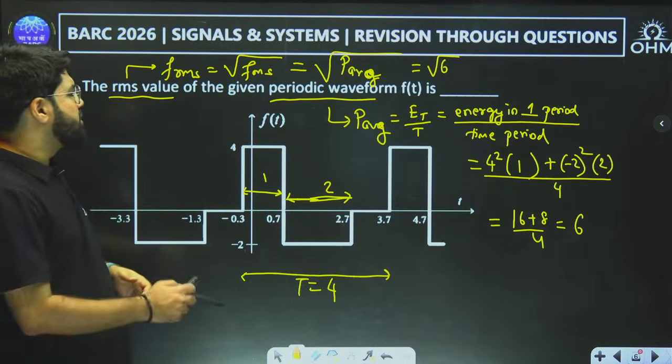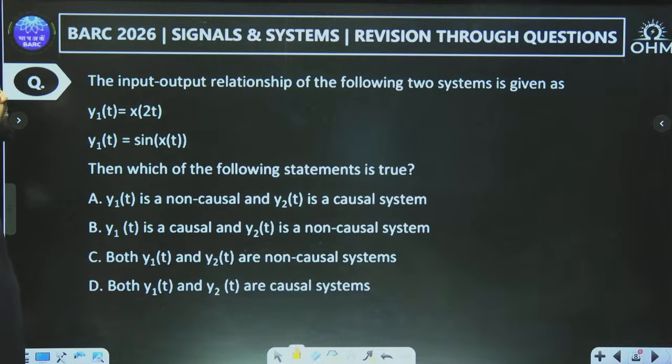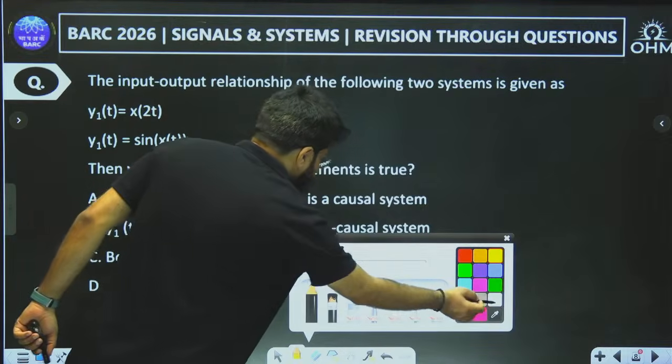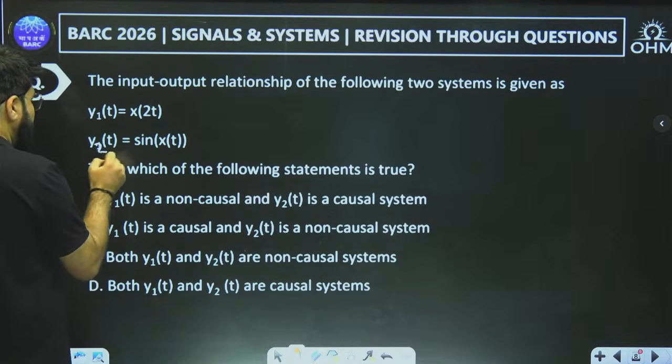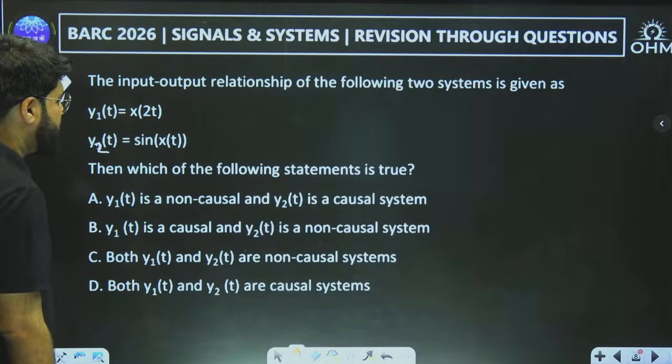Okay, next question. The input output relationship of the following two systems is given. y1(t) is x of 2t, and y2(t), sorry, this is y2(t), is sine of x(t). Two different systems are given. Which of the following statements is true?